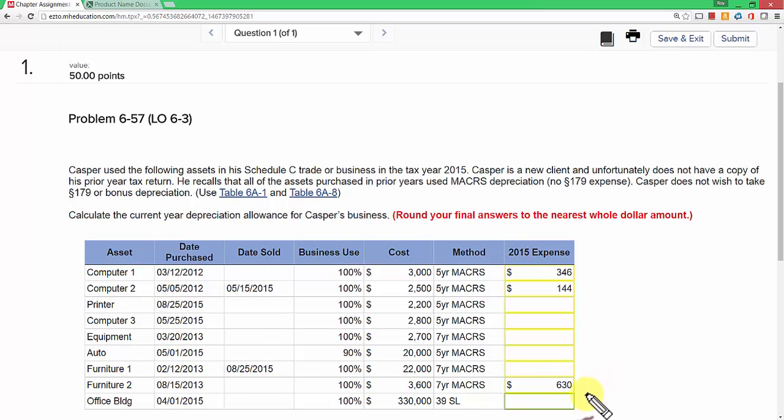So we multiply the depreciable costs, keeping in mind you don't depreciate any costs allocated to the land. And we should come out with, again, you got to round to the nearest dollar. I believe it's $6,003.